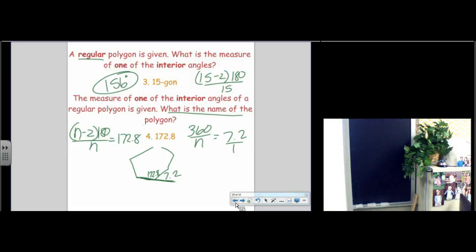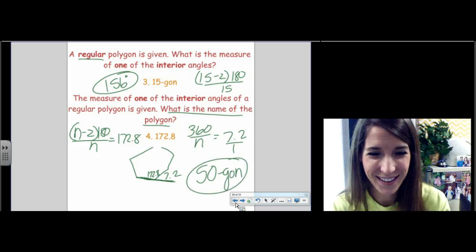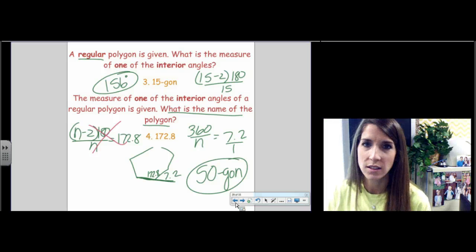What is the name of the polygon? You're correct. It's a 50-gon. Are we okay with that one? You can watch that one again at home too. That was intense. But like I said, I would not do this way. You have to know the trick. It's tricky. You have to know the trick.